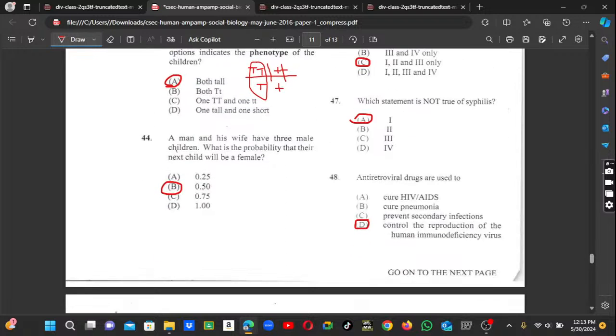Number 44, it says a man and his wife have 3 male children. What is the probability that their next child will be a female? So far we're talking about 3 male children. Their next child would have a probability of 0.50. Alright, good.